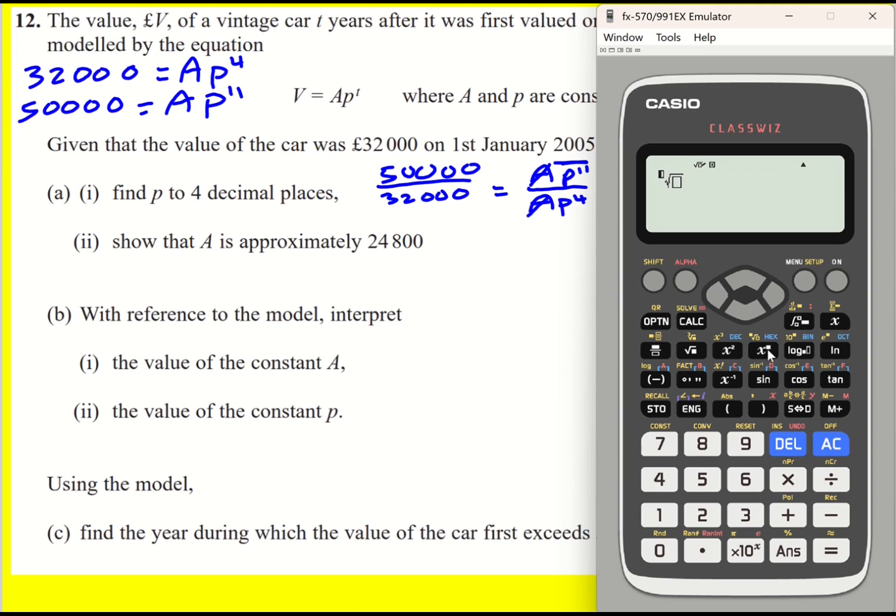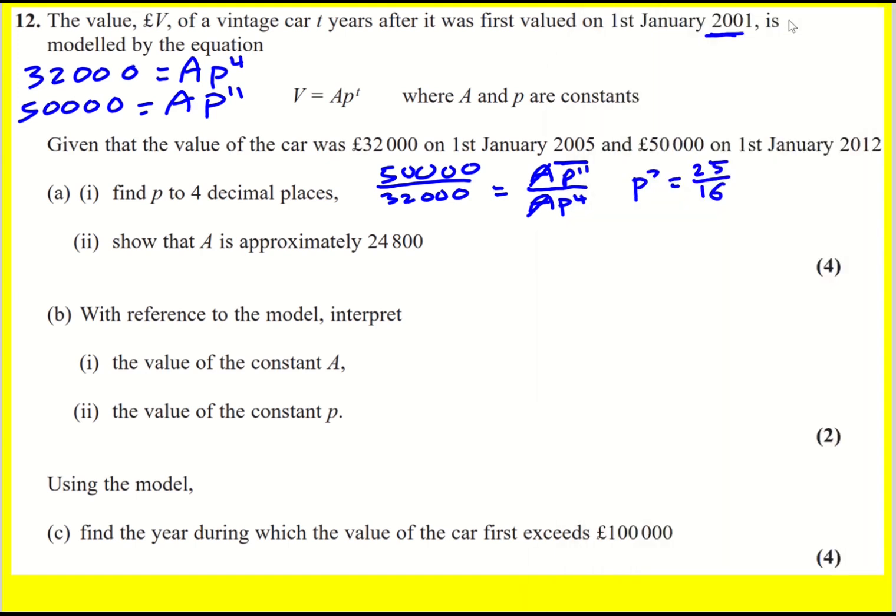Can't really avoid it. We're going to get a decimal, but that's okay. 7th root, so there's a little button here where you can put the number 7 in, and then answer 1.06583. And then to 4 decimal places, 1.0658.